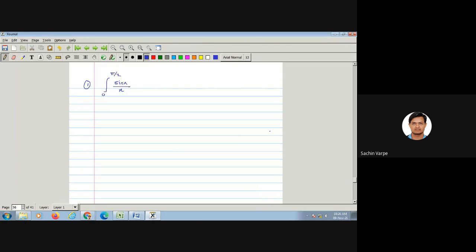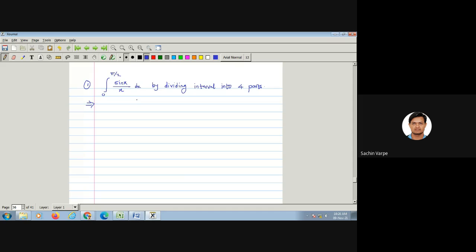Use Simpson's 1/3 rule to obtain the integration from 0 to pi by 2 of sin x upon x dx by dividing the interval into 4 parts. Use Simpson's 1/3 rule to evaluate this. So how do we evaluate?